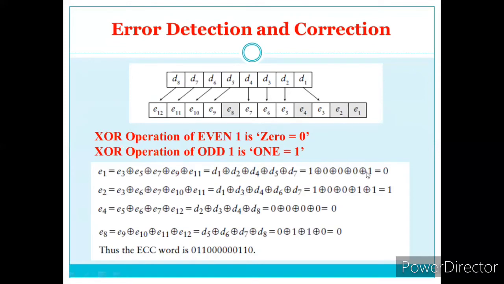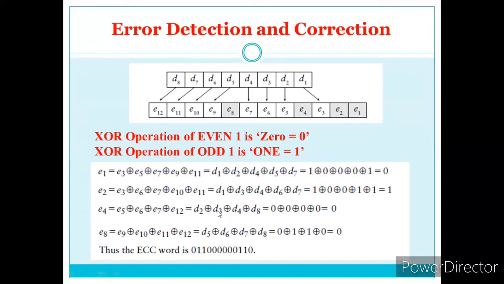Now if you observe here, how many ones are there? 2 ones. So it is even in nature. So output is 0. Similarly, E2: D1 XORed with D3 XORed with D4 XORed with D6 XORed with D7. Now, if you observe here, odd number of ones are there, 1, 1, 1. So 3 ones are there. So it is odd in nature. Output is 1.